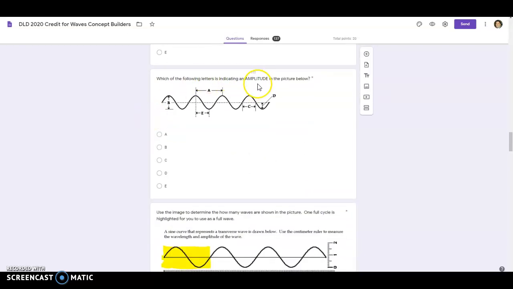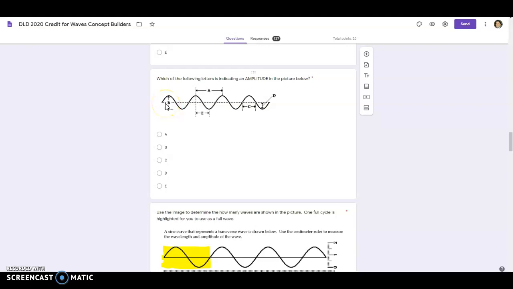Amplitude. Most students got this wrong, and if you got it wrong, you chose choice B. That's incorrect. Choice B is not an amplitude. That's actually two amplitudes. Choice D is an amplitude. Even though it's going down, that's still an amplitude. From the rest position, that dotted line, to the lowest point is one amplitude. Rest position to the highest point is an amplitude.